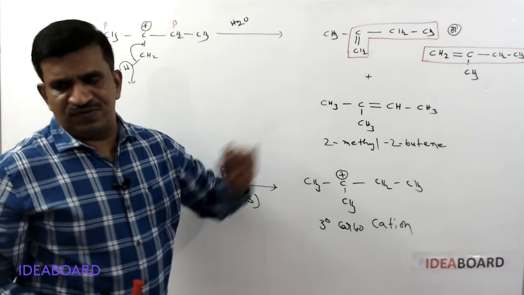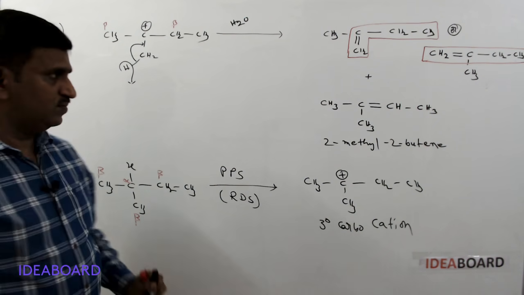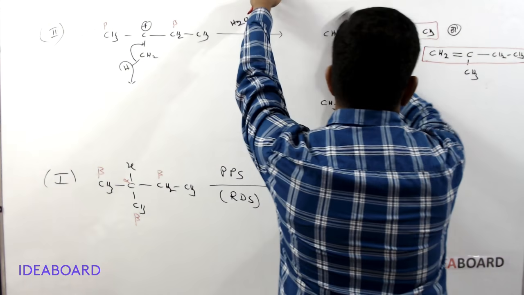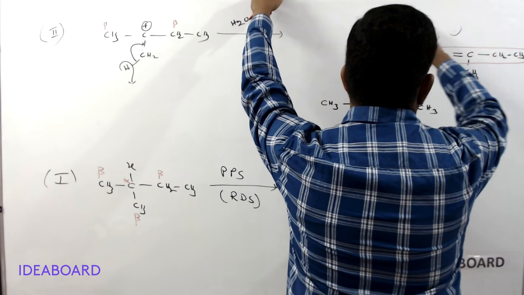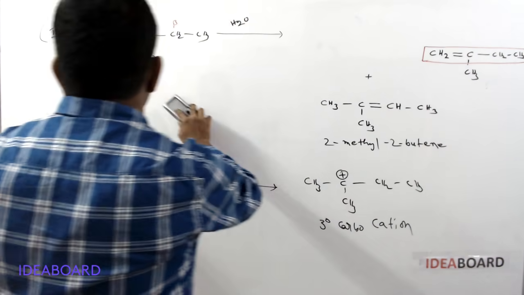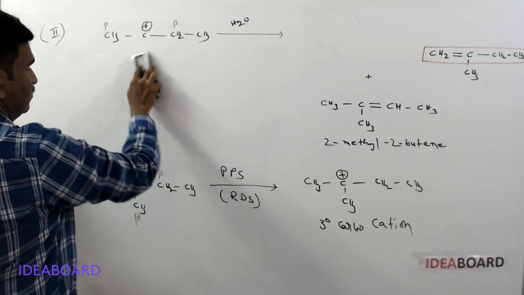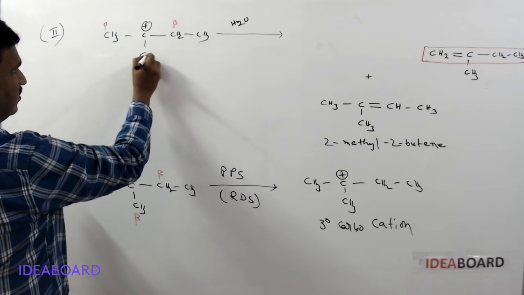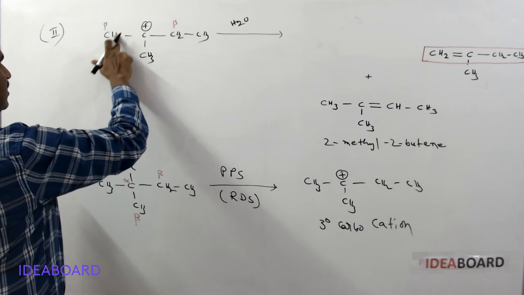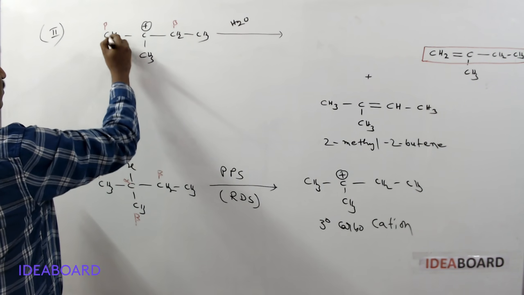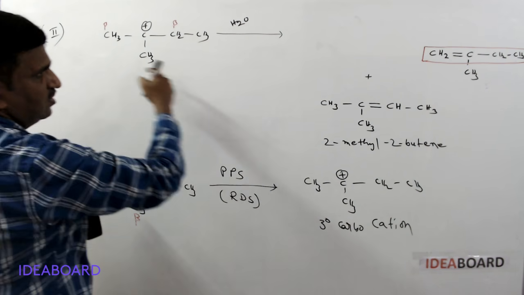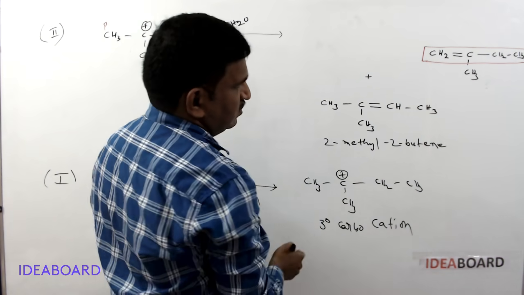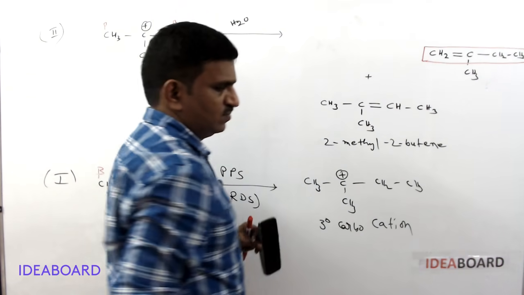So if you are taking this one, which is the major product? I will write only one, otherwise you will get more confusion. So I am taking this hydrogen only. Now both are the same type of hydrogen. If you remove this hydrogen atom, you will get this one. If you remove this hydrogen atom, you will get this product. Then which is the major product?